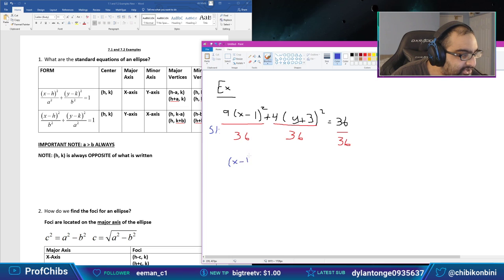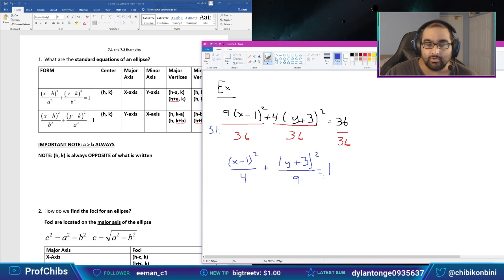I have (x minus 1) squared over 9 over 36. 9 goes into 36 4 times, so I get a 4 here, plus (y plus 3) quantity squared over 4 over 36. 4 goes into 36 9 times. And that equals 1. There we go. So everybody see where we came up with that, right? I promise you that wasn't magic. There it is.